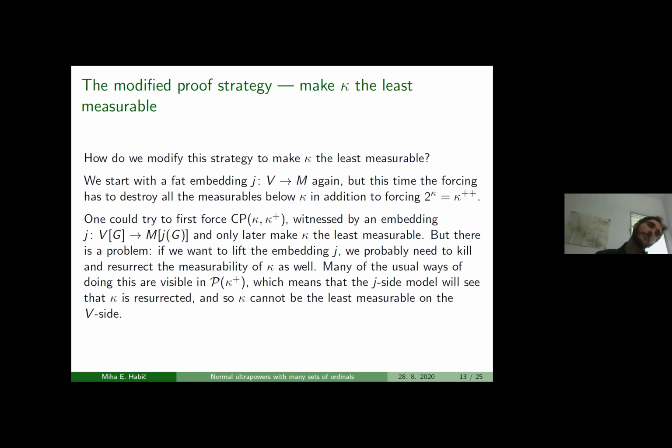So the point is that you shouldn't give up, right? What you should do is try to find a way of killing the measurability of kappa in a way that's not visible to the power set of kappa plus. And then you might have a hope of killing and resurrecting the measurability of kappa in a way that won't be seen by the J side of the model of the embedding that you'll end up with.